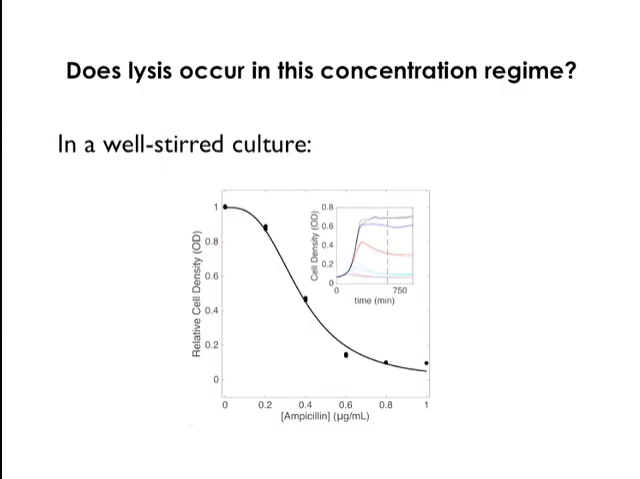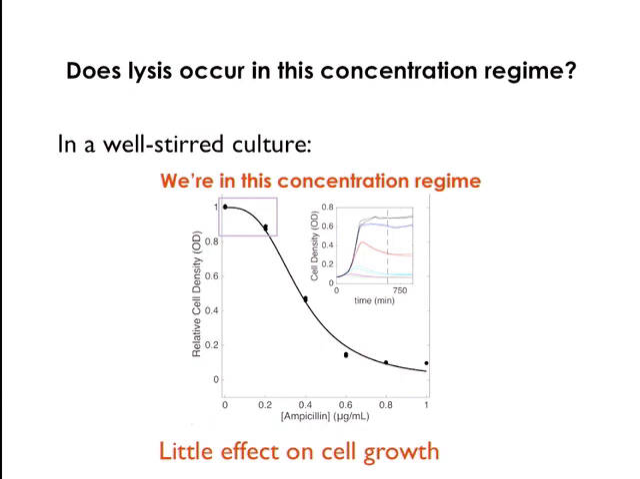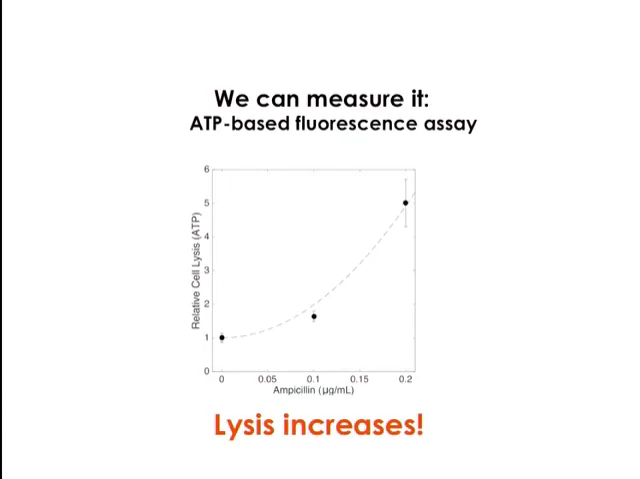So first we had to ask, was lysis occurring, right? We know if you look in liquid cultures, this is a dose response curve, so this is the population density relative to untreated cells as a function of drug, and we're up here in this regime, right? So what that means is on liquid cultures, we're at a drug concentration that really doesn't do much, right? It doesn't affect viability much at all. And so the first question was, do we even see lysis at these concentrations? And that's something we can measure.